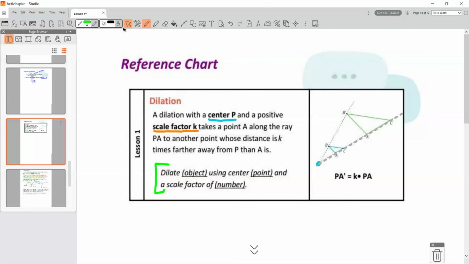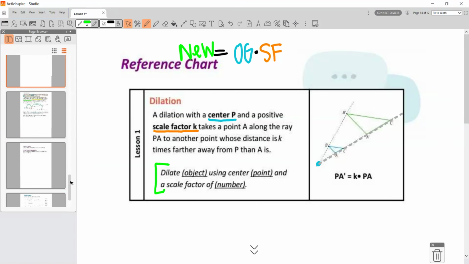And then another thing that I would make sure that you have written down somewhere is that your original length times your scale factor equals your new length. So the new equals the OG times the scale factor. That will keep coming back over and over and over. So you want to make sure that you have a handle on that.